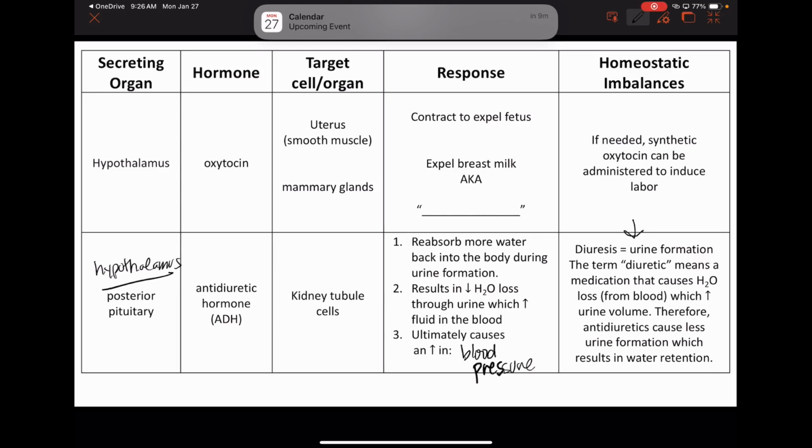Yeah, antidiuretic hormone causes more water reabsorption into the blood, meaning more fluid in the blood, so we increase blood volume and also increase blood pressure. Okay, we will finish this in lab and we'll review parathyroid hormone and other stuff.